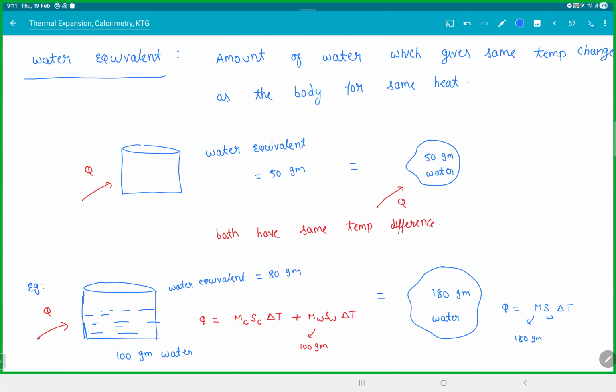So the exam question will be like that only. We have a container with 100 grams of water and the water equivalent is of 80 grams. A heat of some 200 calories is given. Find the change in temperature. So you can treat the whole thing as 180 grams of water and solve the problem.